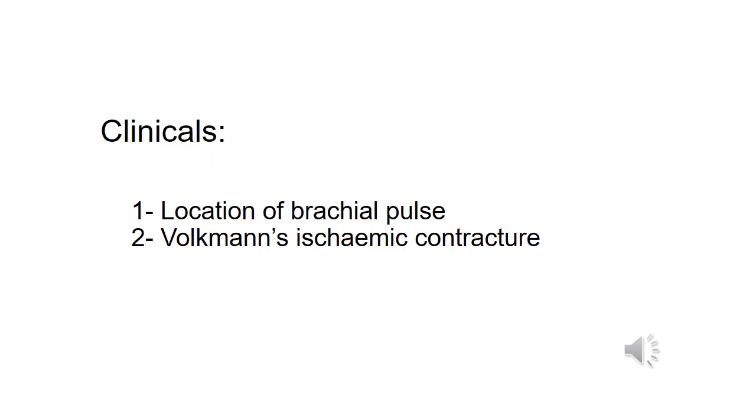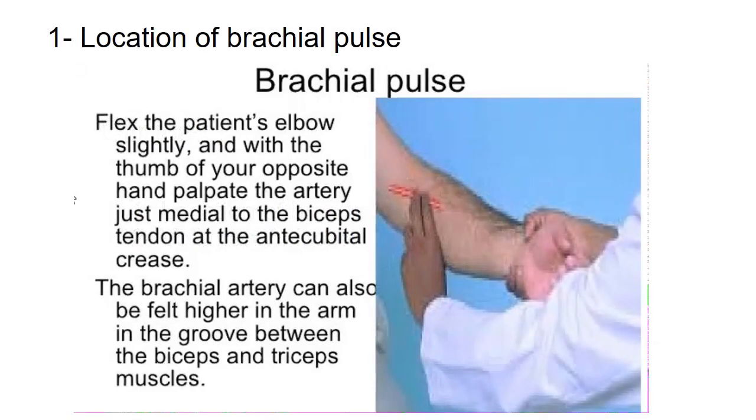We'll talk about the palpation of the brachial artery first of all. For the palpation of the brachial artery or for taking the brachial pulse, we ask the patient to flex his elbow slightly like this, and with the help of the thumb or the first two fingers of your opposite hand, you can palpate the artery just medial to the biceps tendon. When we slightly flex our elbow, the biceps tendon becomes prominent, and just medial to this biceps tendon, we can easily palpate the brachial pulse.